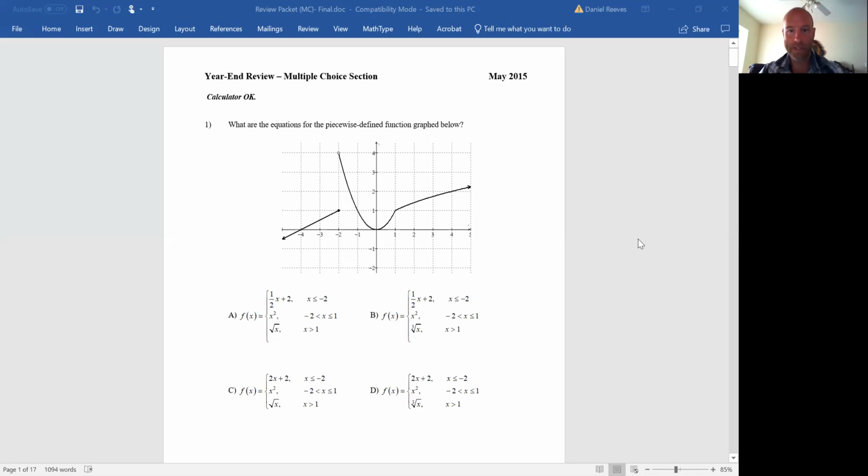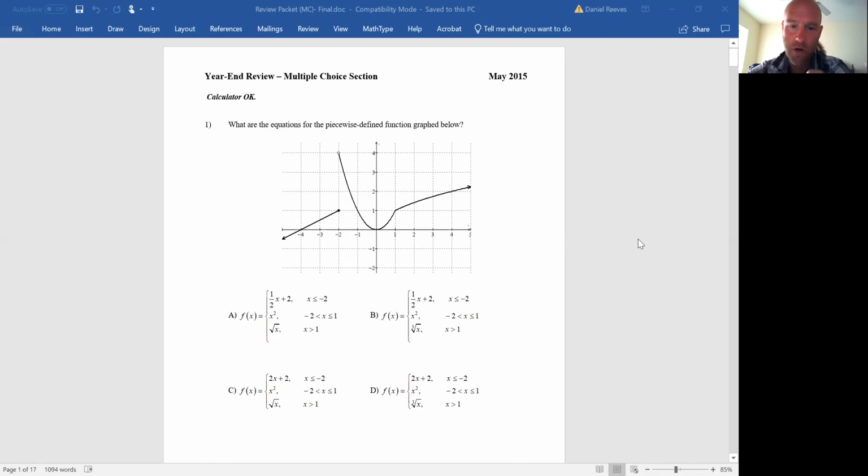So starting off with this number 1, as you can see, the first part of this piecewise defined function is linear. And then it goes parabolic for a little while, and then it looks to be some sort of root function. I wouldn't know that for sure, but looking at my possible answers, that's what's going on here. The slope is 1/2. It goes up 1/2 for the linear function. So that gives me choices A or B.